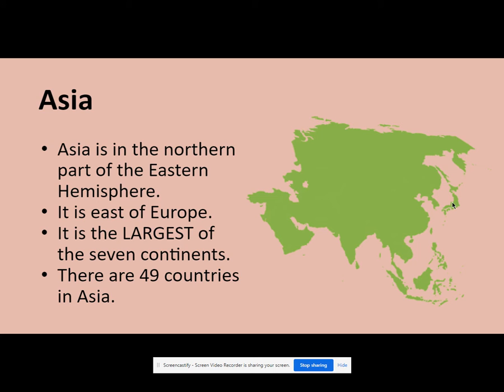So then we have Asia. Asia is also in the northern part of the Eastern Hemisphere, and again, they are attached. So Europe and Asia are attached, and it is to the eastern side of Europe. It is the largest of the 7 continents, and within Asia, there are 49 different countries.